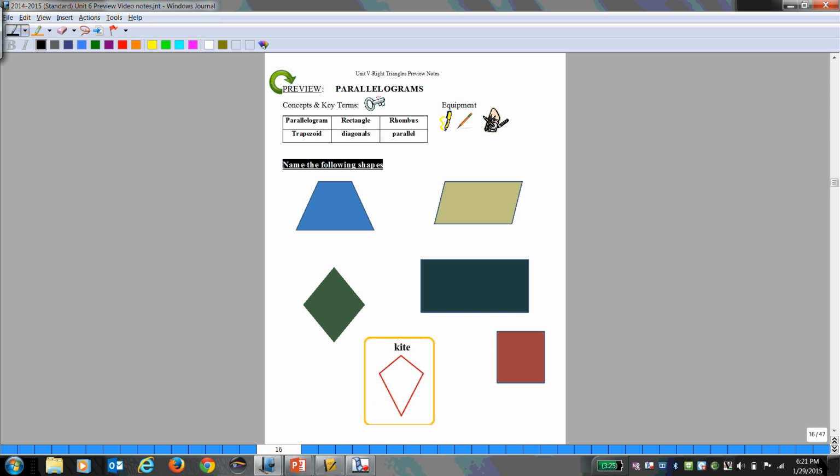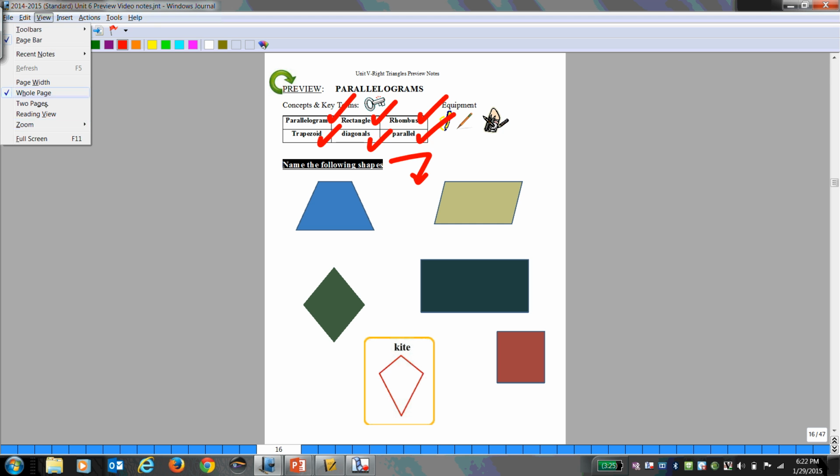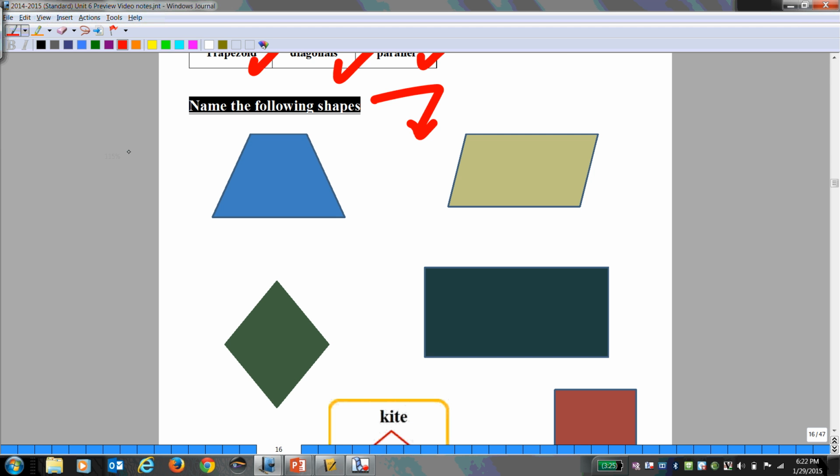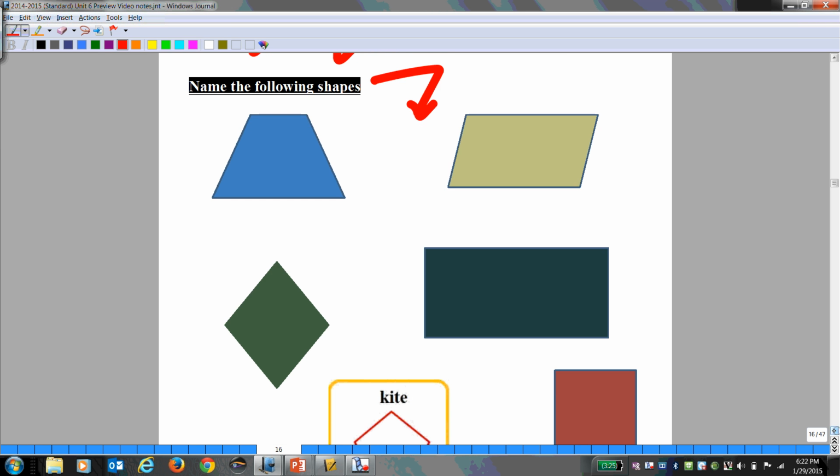We're going to be studying something called the quad family tree. Keywords today: parallelogram, rectangle, rhombus, trapezoid, diagonals, and just the word parallel. I'd like you to take a few seconds and just name as many of these quadrilaterals as you can. Go. Just name them.